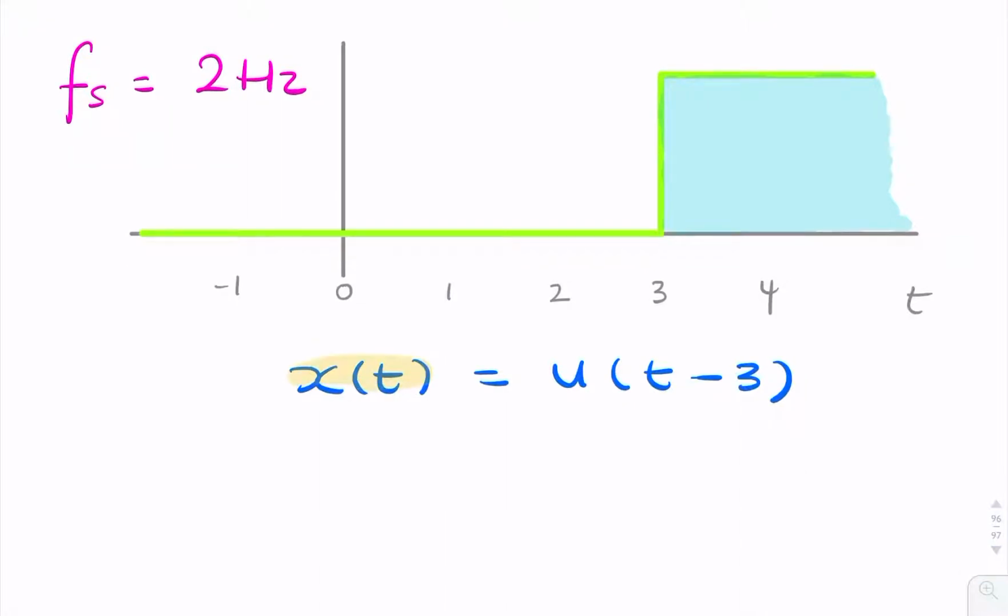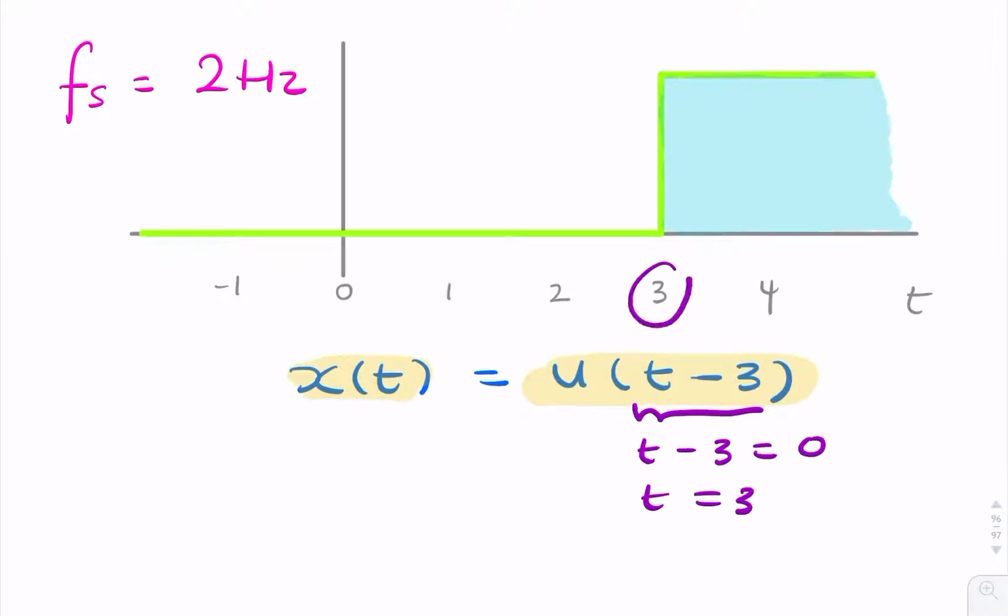Say we had a continuous function of time, x of t equals u of t minus 3. So that's just a step function, but the step function is delayed by 3 seconds. It means the step function only initiates when t equals 3. So if I set t minus 3 equals 0, that gives me t equals 3. That's where the step function actually starts.